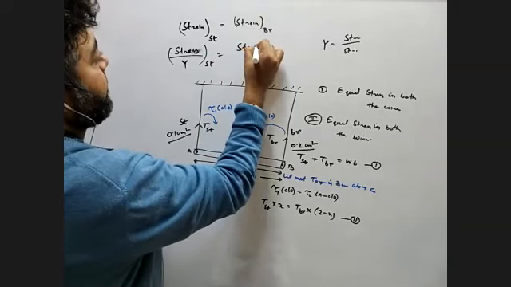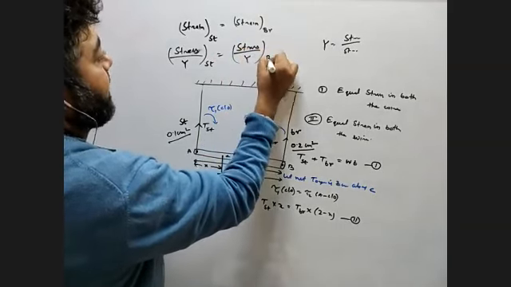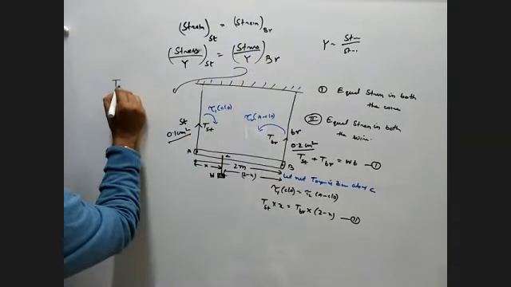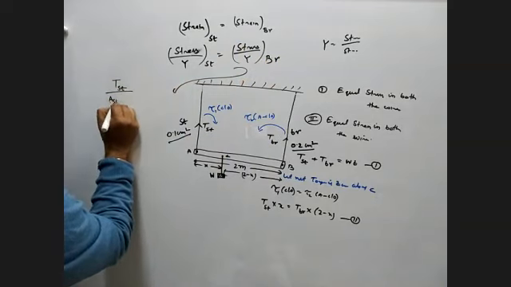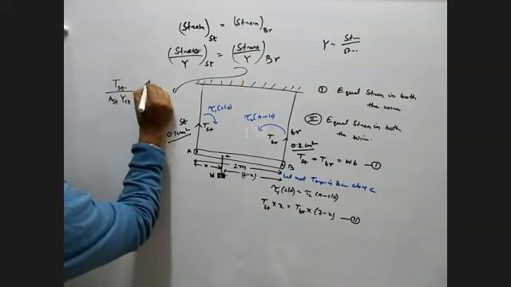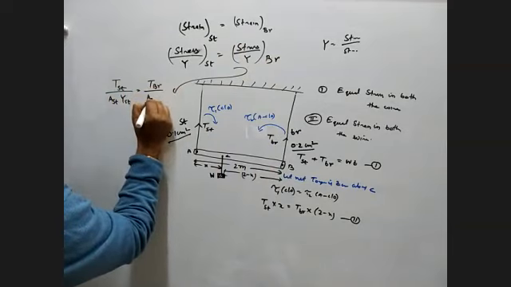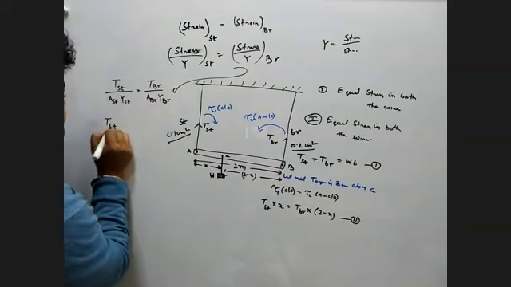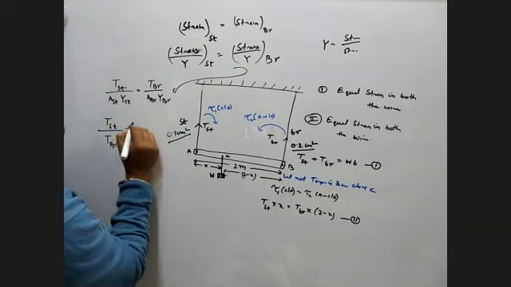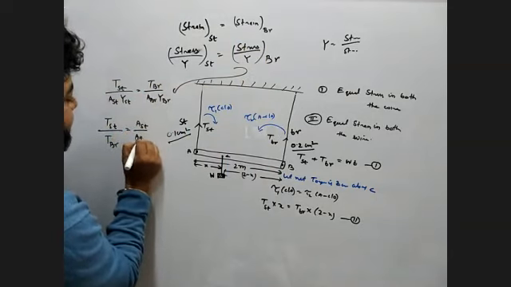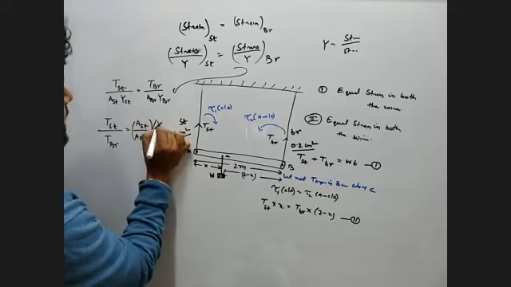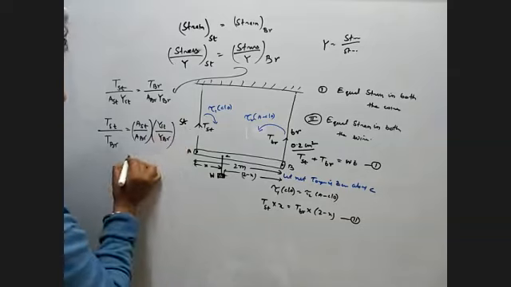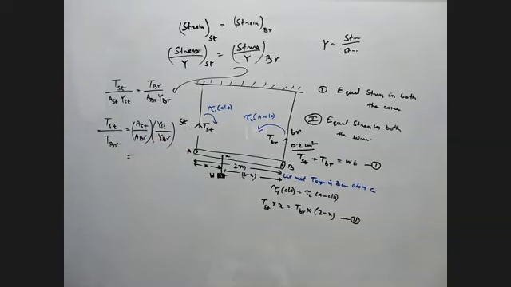So strain is stress by Young's modulus of steel equals stress by Young's modulus of brass, which is stress means force per unit area. So tension on the steel over area of steel times Young's modulus of steel equals tension of brass over area of brass times Young's modulus of brass. So now tension on steel by tension of brass is area of steel by area of brass into Young's modulus of steel by Young's modulus of brass. So area of steel is how much?